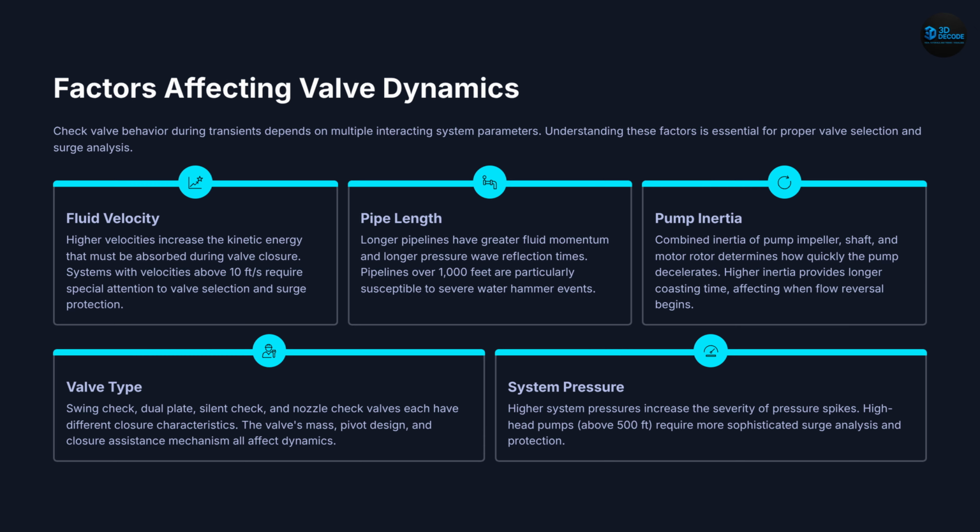Slide 9. Factors affecting transients. Several factors influence transient behavior. Fluid velocity, pipe length, pump inertia, valve type, and system pressure all affect the severity of pressure surges. Long pipelines and high-pressure systems are especially vulnerable.